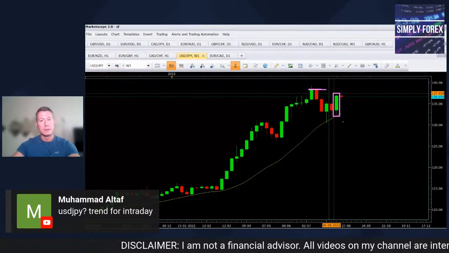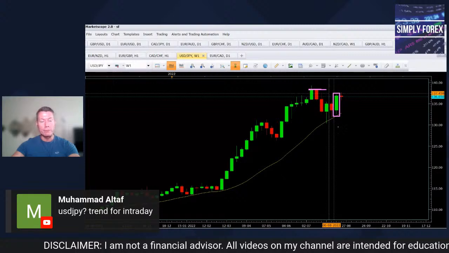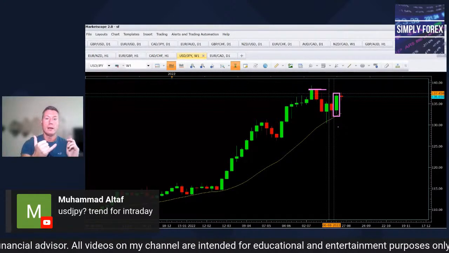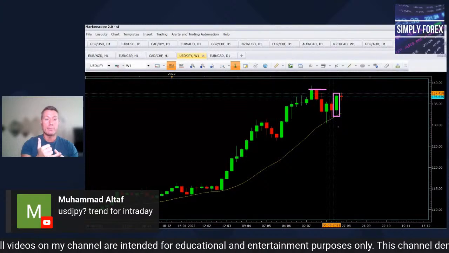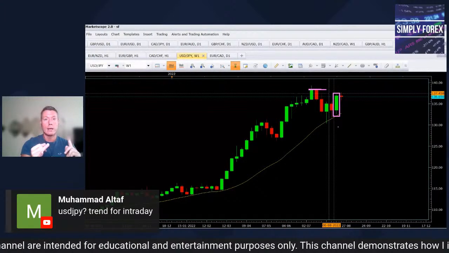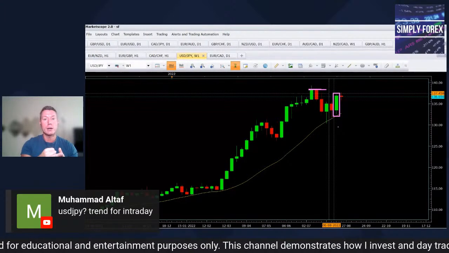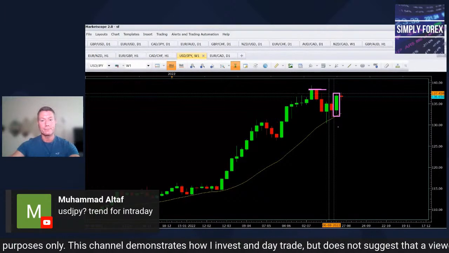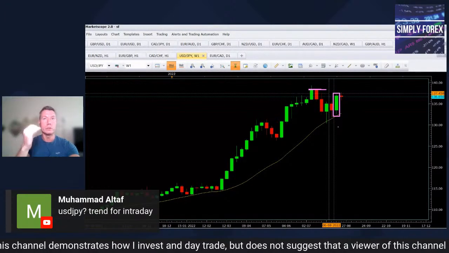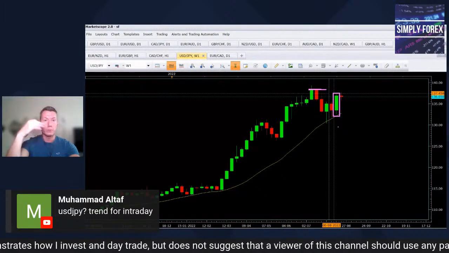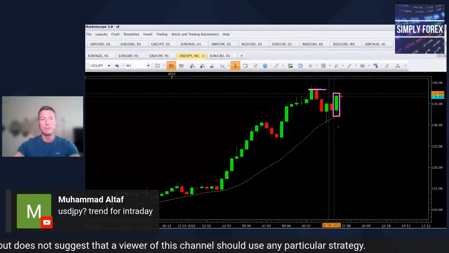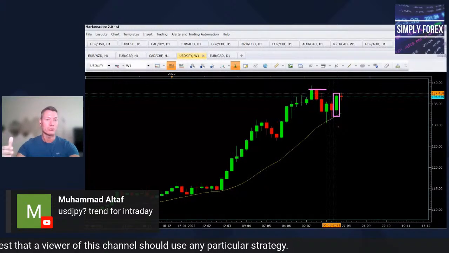Okay, so for all of those reasons, I have three layers of confluence. We've got a daily uptrend, upward structure. We have a rejection wick on the daily chart, and now we have this very strong weekly candle. Okay, so confluence, guys. Confluence, confluence, confluence. We want as many pieces of confluence as we can get to enter a trade.